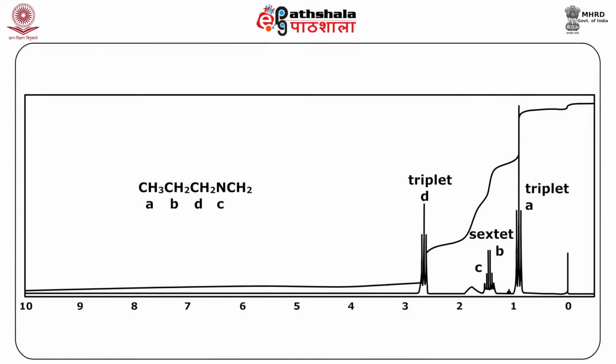Now, the figure shown here is the proton NMR spectrum of propyl amine. The NH proton appears as a weak and broad singlet at 1.8 ppm. Note, students, that the NH proton does not show any coupling with the hydrogens on the adjacent carbon atom.